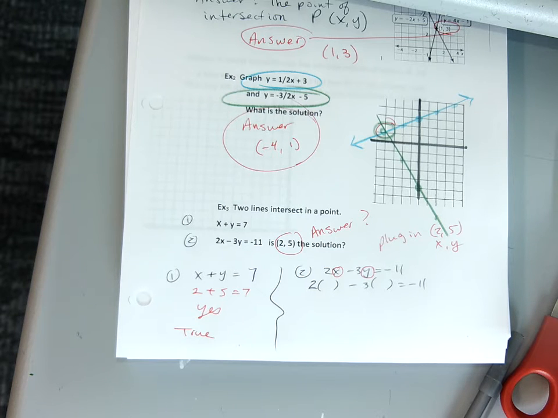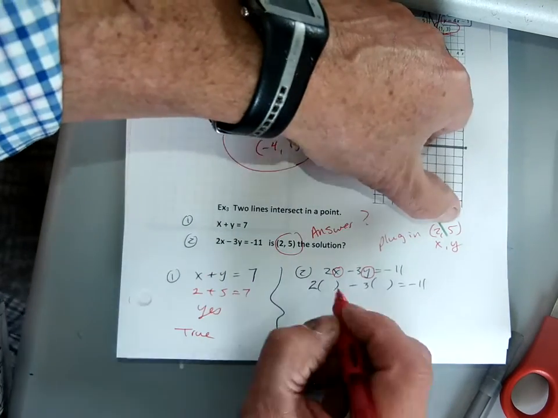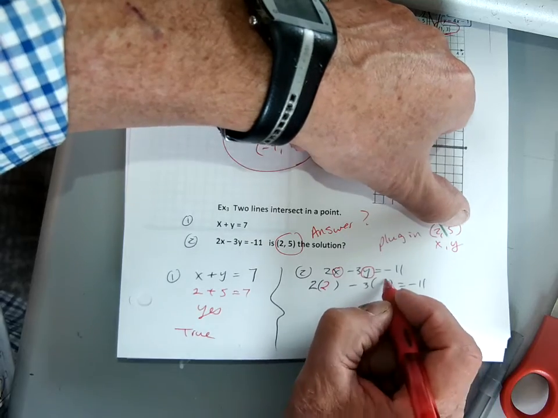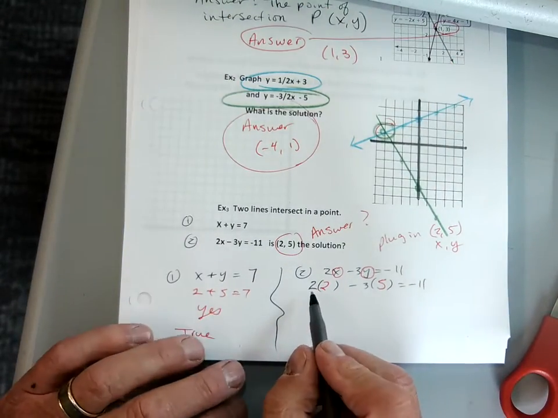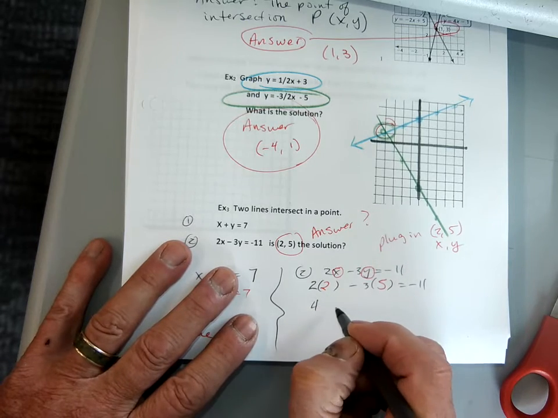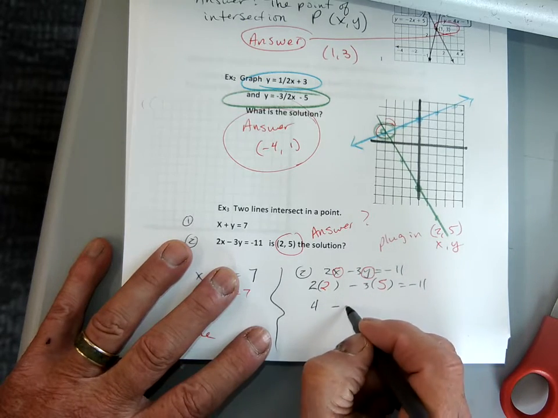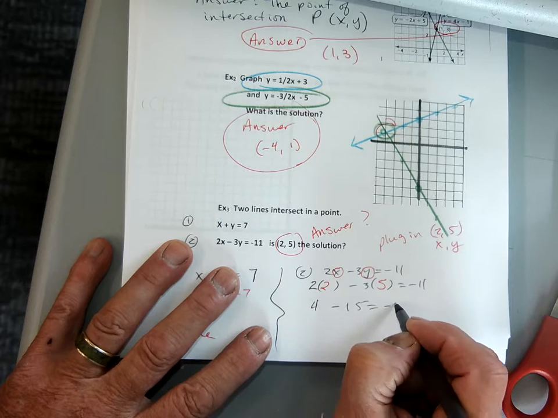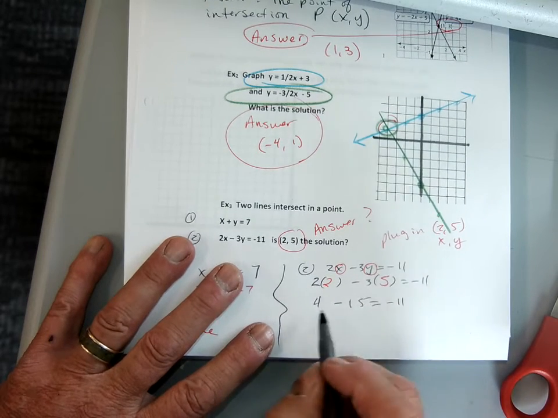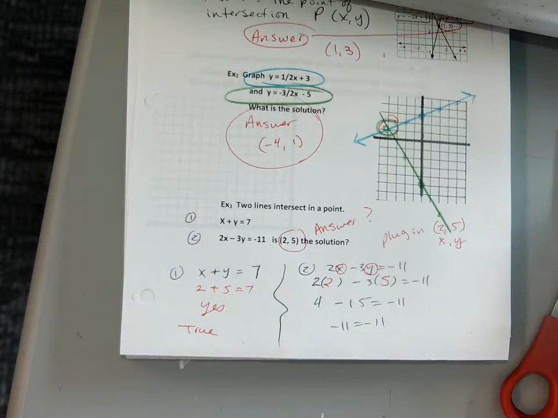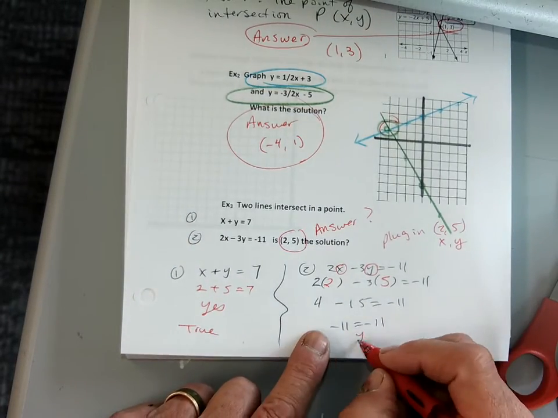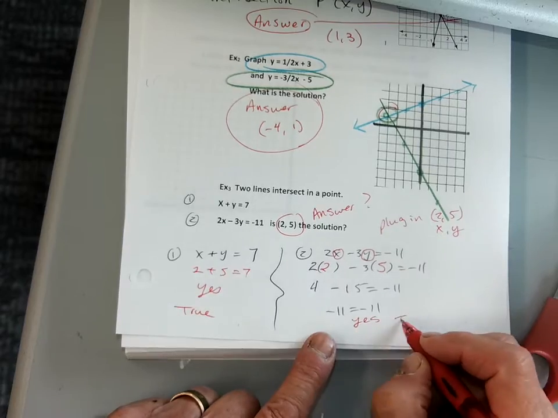Okay, we're not going to make those silly mistakes. So, since x is 2, I'll put that there, and y is 5. Now, do I have a true statement? Well, let's see. 2 times 2 is 4, minus 3 times 5 is 15. 4 subtract 15 is negative 11. So yeah, if I were to graph these, yes, that's true. And it works for both.